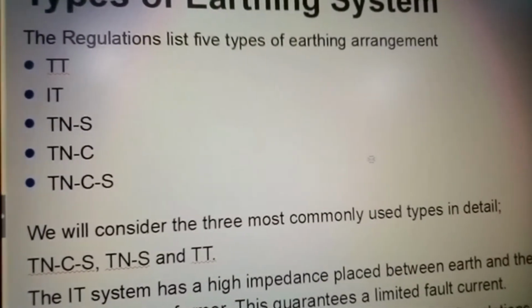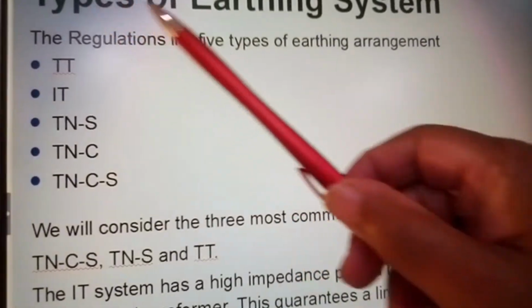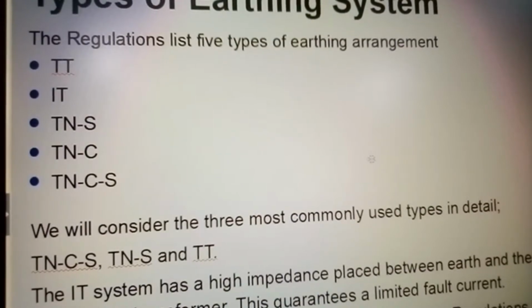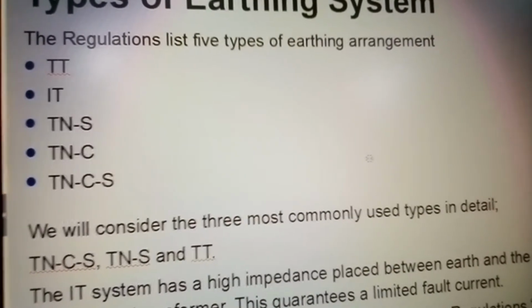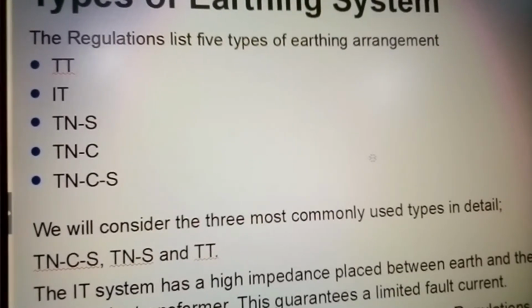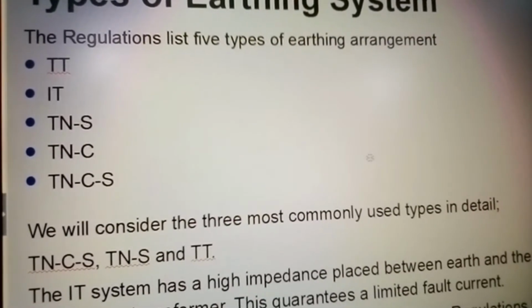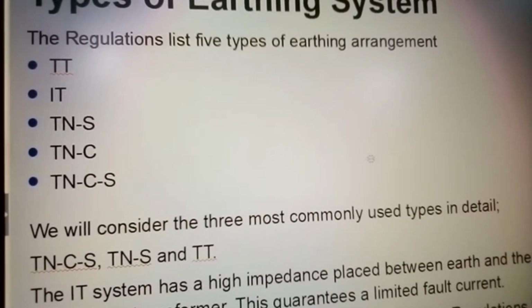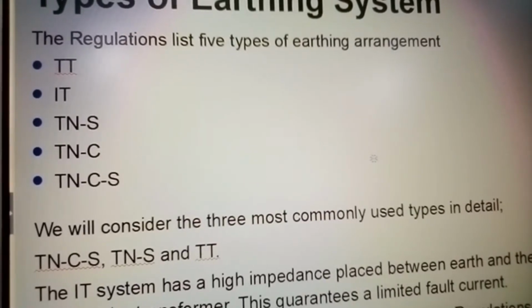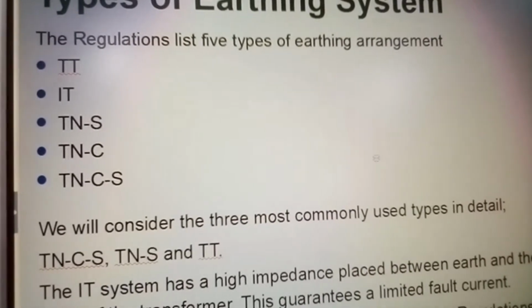Now here we have types of earthing systems. The regulations list five types of earthing arrangements. It is possible in future there might be others, but again, make sure you are in touch with the IEE regs or IET regulations, which is the Bible for the electrical contracting and electronics industry.